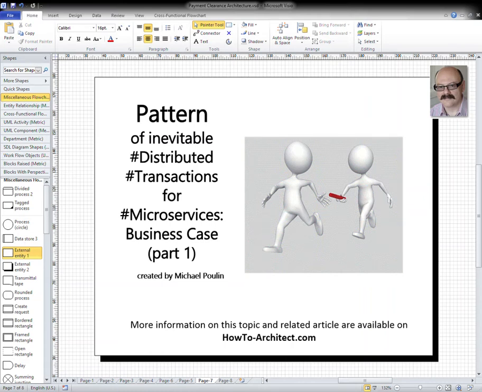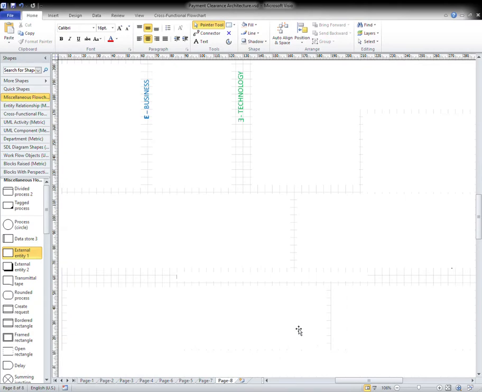Today I would like to introduce you to a pattern of distributed transactions for microservices, the business case for it. It's part one of five parts of a presentation on this topic. For many years, technology has tried to resolve a contest between business operational logic needs and the technology means available for that logic implementation.